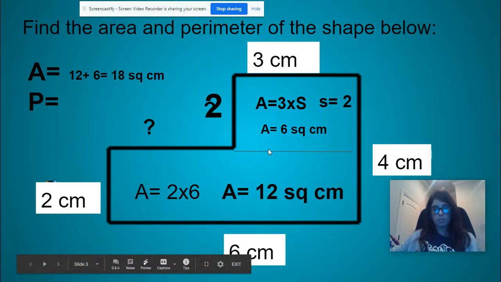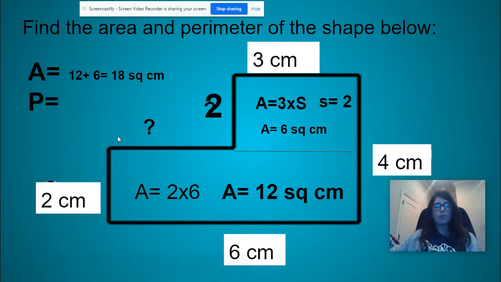So what does my question mark equal? 3 plus what is 6? If you said 3, you did it. Good job. So this line is 3 centimeters. Awesome. So now I'm ready to find my perimeter.